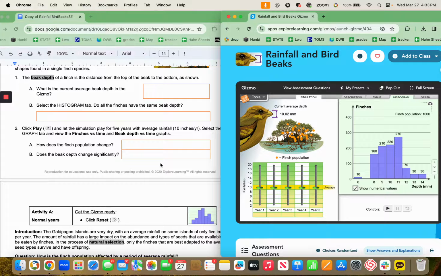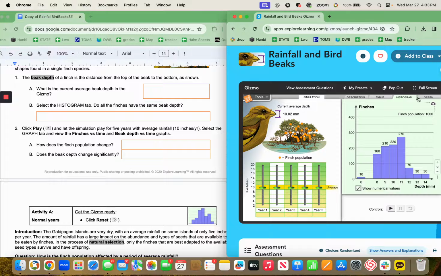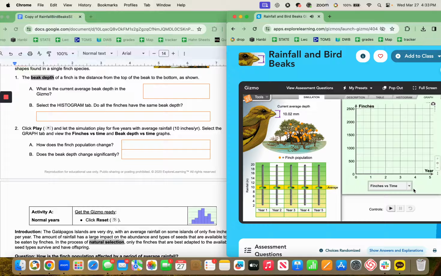And then we're going to go ahead and press play and play for 5 years and see the graph. So let's go to the graph. Let's play for 5 years. And we haven't changed anything with the rainfall. Right now we're leaving it at 10 inches of rain a year.